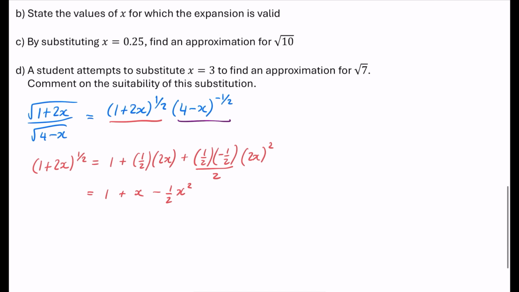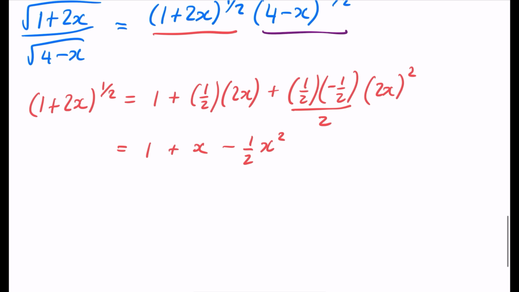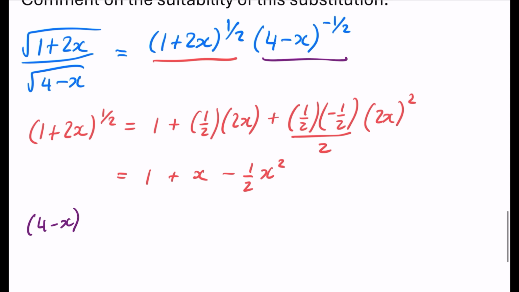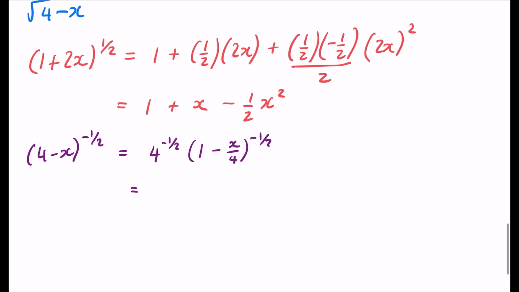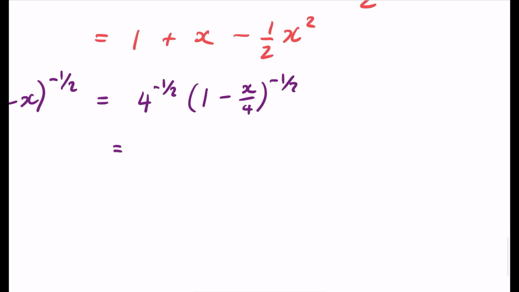So I'll do the purple bit now, which is going to be my 4 minus x to the power of minus a half. Now I am going to have to get that 4 out at the front, so there's going to be a 4 to the minus a half. If I divide both those bits by 4, I get 1 minus x over 4 to the minus a half. Now 4 to the power of a minus a half, that's the square root of 4 and the reciprocal, so it's going to be a half.